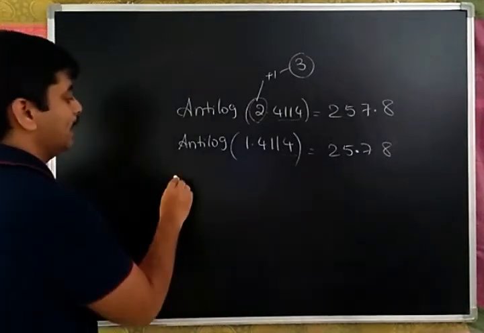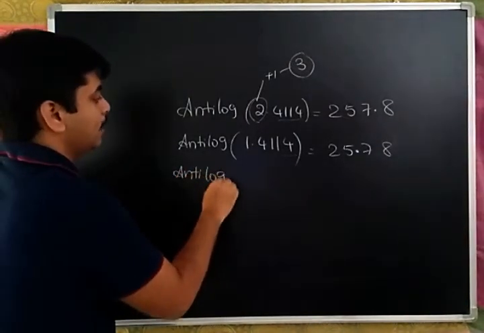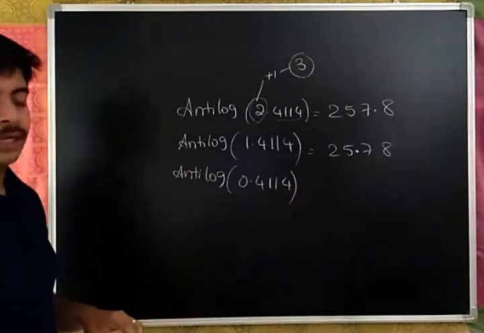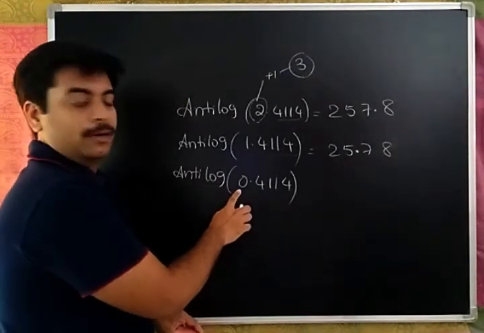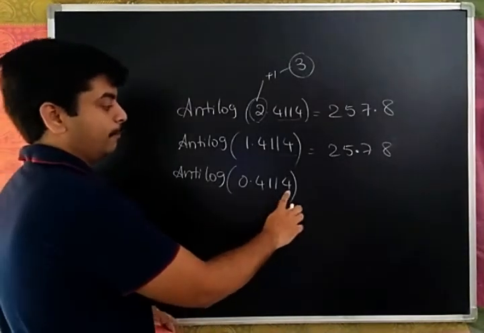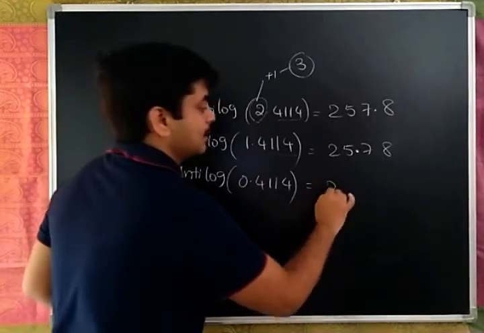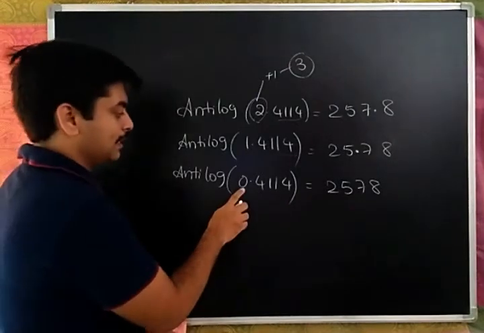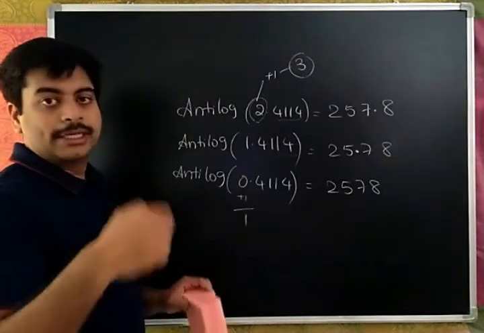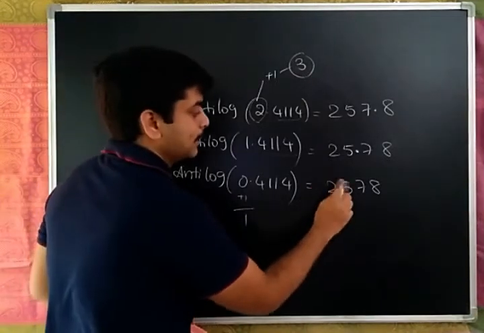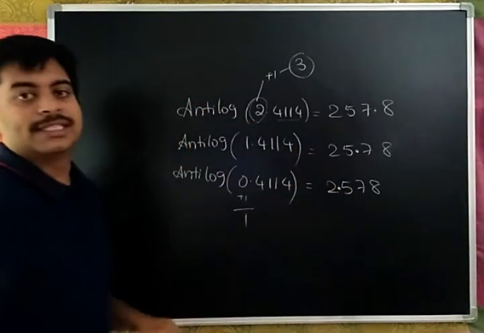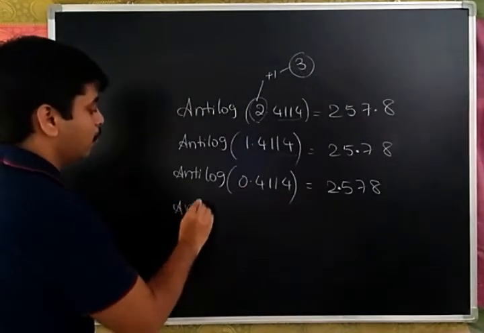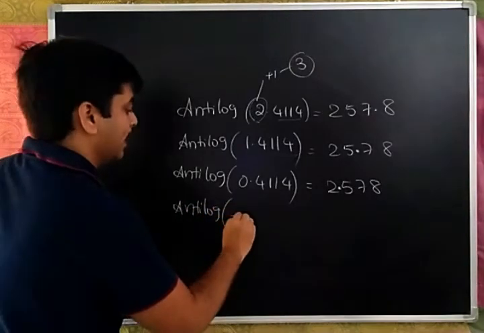Quickly see what is the anti-log of 0.4114. The 0 has no importance with the value. So for 0.4114, you will get the same value, that is 2578. Yes or no? And for this 0, you add 1, so it becomes 1. So the decimal should be after 1 place, that is 2.578.